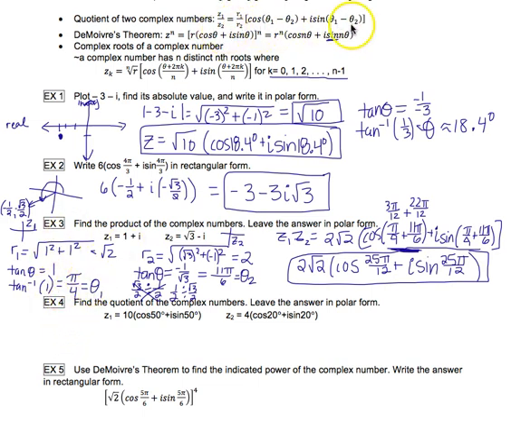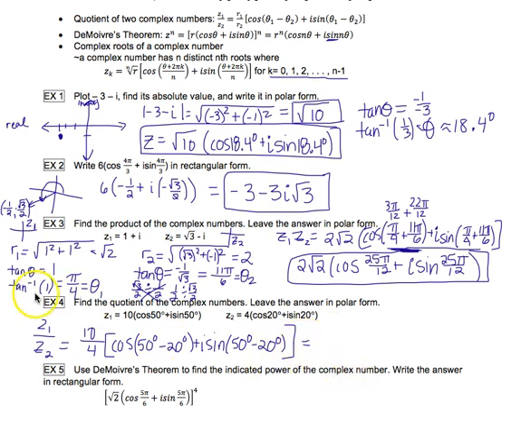So here's the formula right up here, quotient of two complex numbers. So I'm doing Z1 divided by Z2. And it says to take R1 divided by R2. So here's R1, here's R2, so 10 over 4. And then on this one, I've got cosine of theta 1 minus theta 2. So theta 1 is 50, theta 2 is 20. So 50 degrees minus 20 degrees. And then it says plus i sine again, and 50 degrees minus 20 degrees.